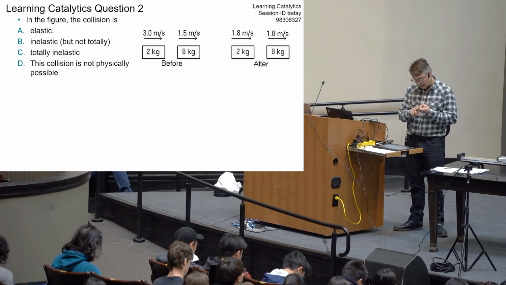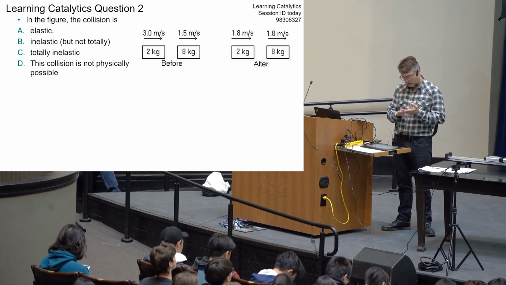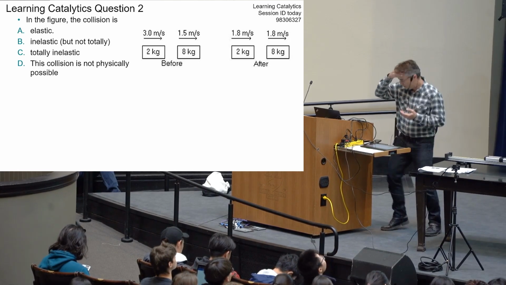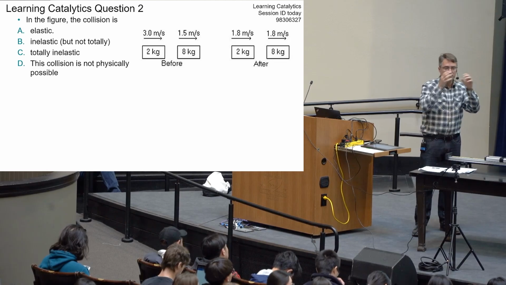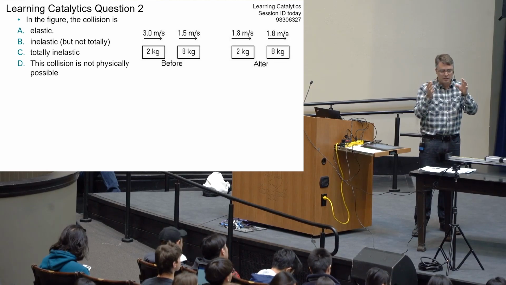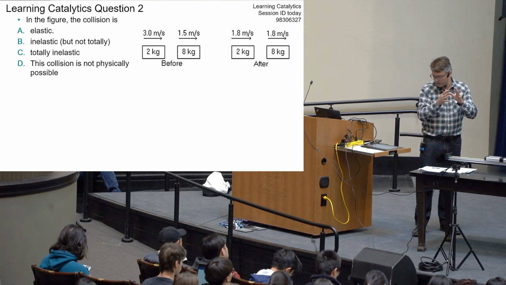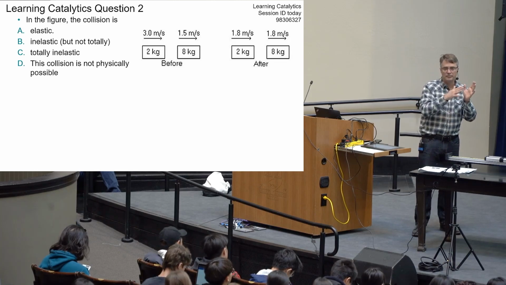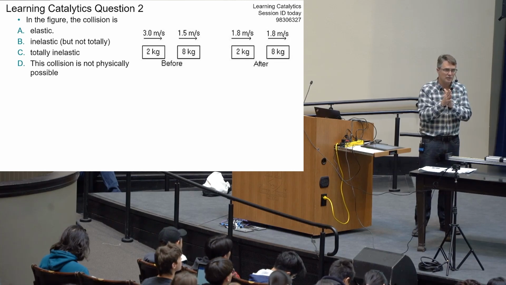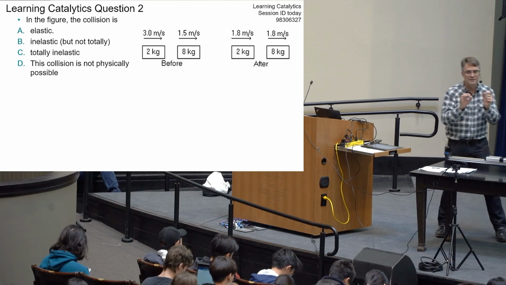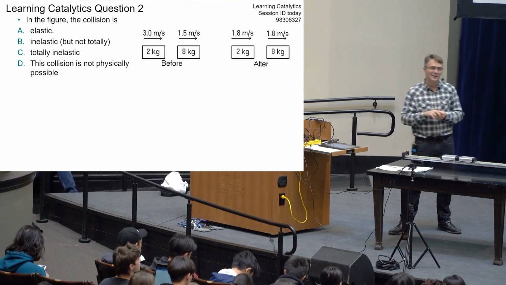Is this an elastic, inelastic, or totally inelastic? Or the collision is not physically possible? So I'm getting confused. Remember, elastic means it's the same kinetic energy before and after. No loss in kinetic energy. Inelastic, so B would be that some kinetic energy is lost, but they're not stuck together. They're not traveling at the same final velocity. And totally inelastic means they end up traveling at the same velocity. So that's a hint.